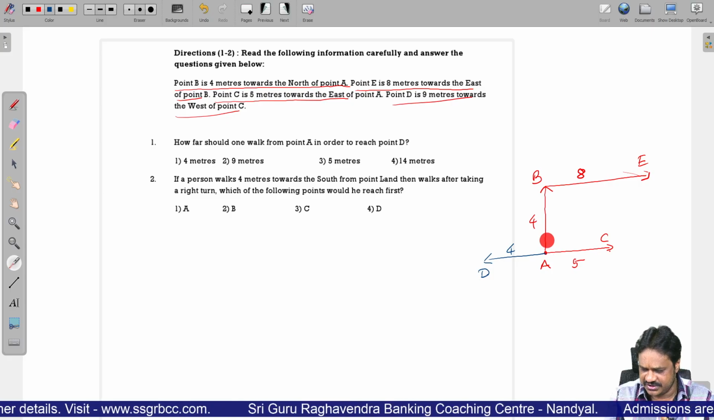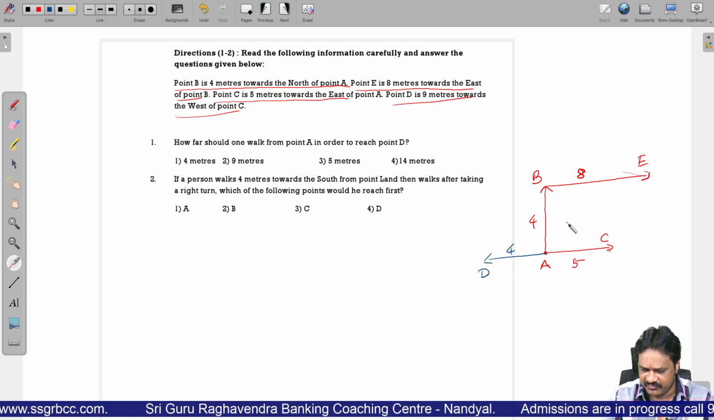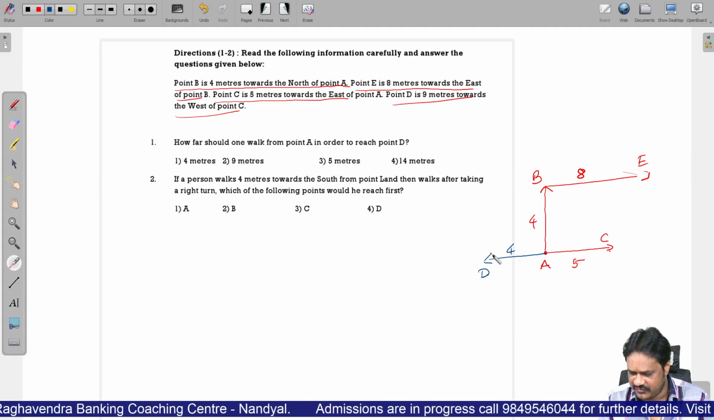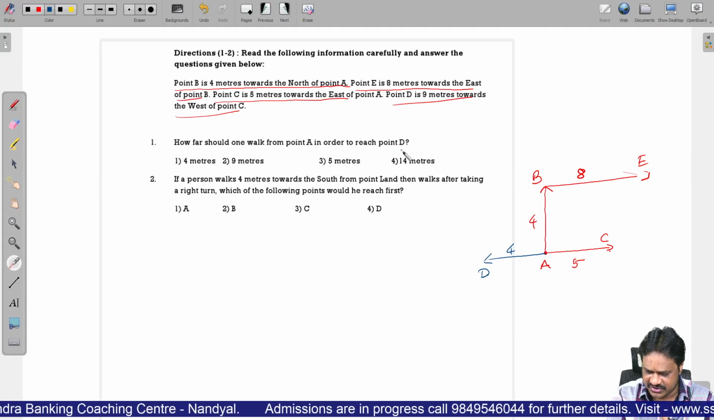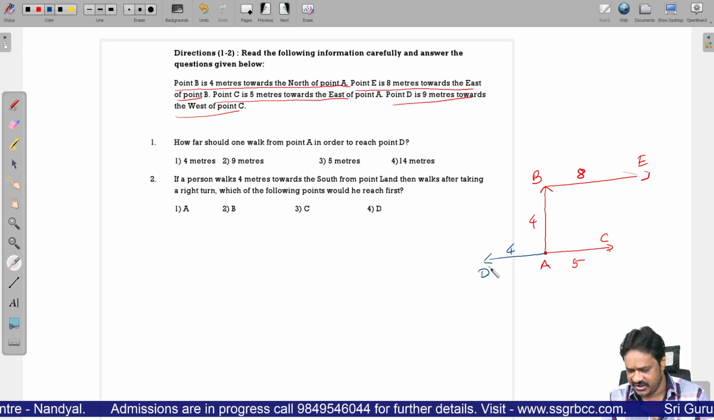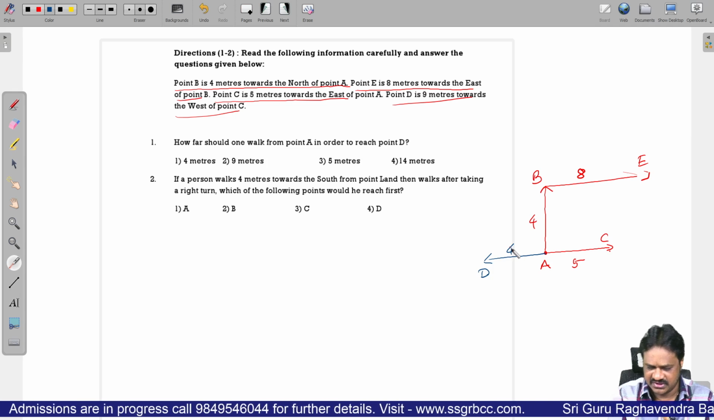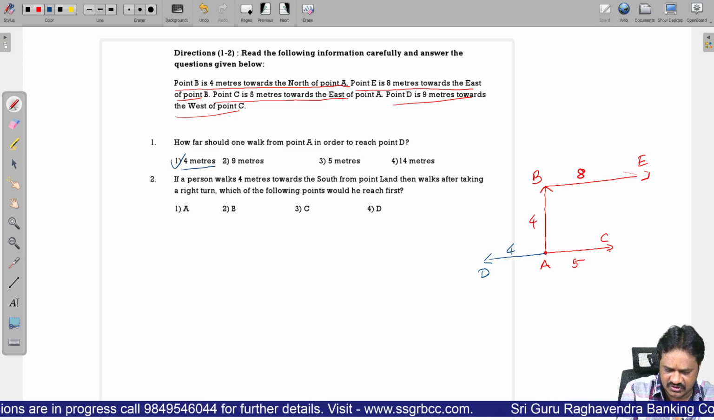Point B is 4 meters to the north of A. Point E is 8 meters to the east of B. Point C is 5 meters to the east of A. Point D is 9 meters to the west of C. How far one should walk from A to reach D? How many meters? 4 meters. That is the correct answer, 4 meters.